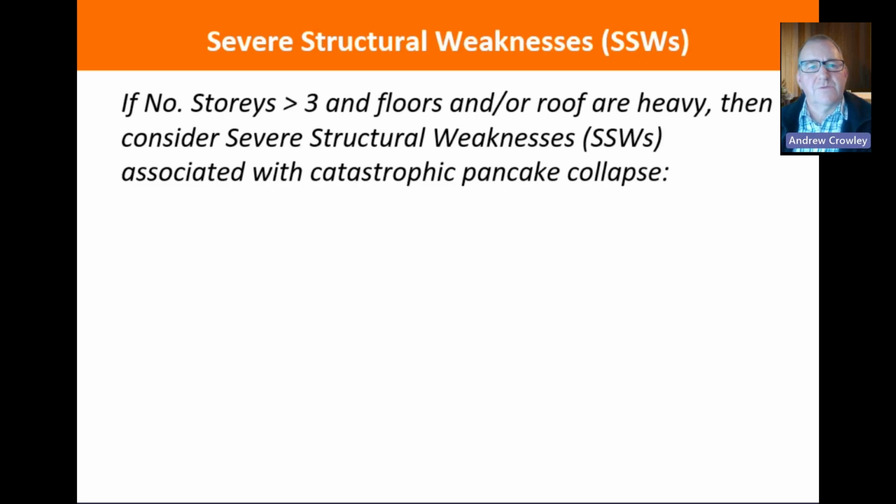Now, severe structural weaknesses are only applicable if you've got more than 3 stories and you've got floors and roofs which are heavy, then you need to consider the severe structural weaknesses. And these are weaknesses that are associated with catastrophic pancake collapse. And this is what I've called disproportionate collapse in my early seminars.